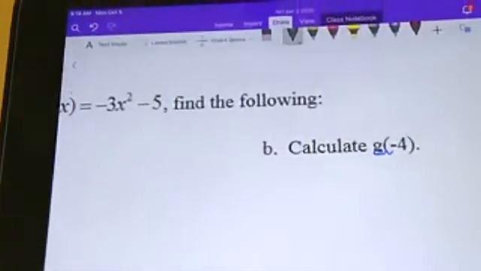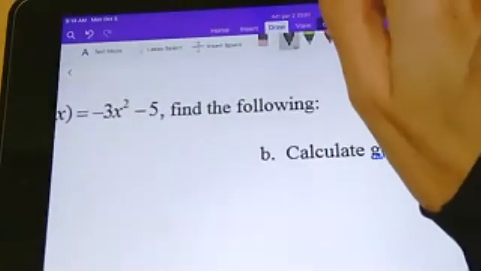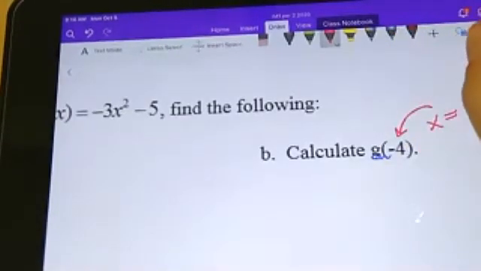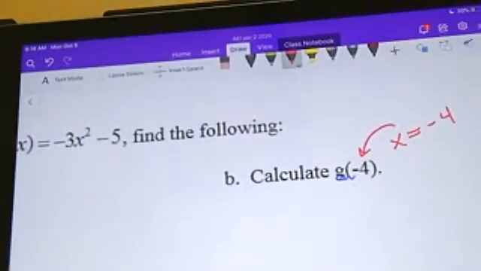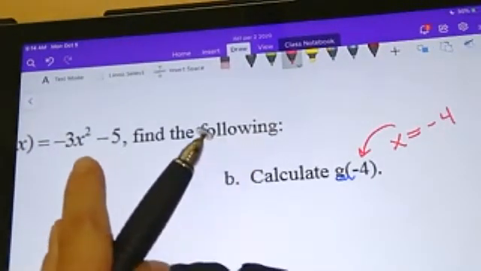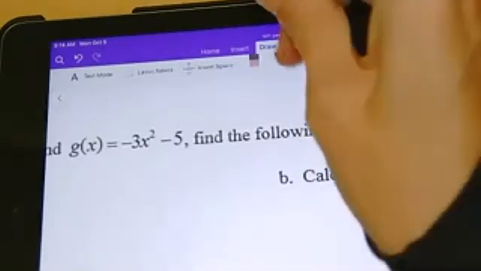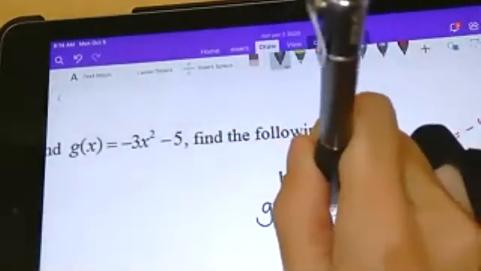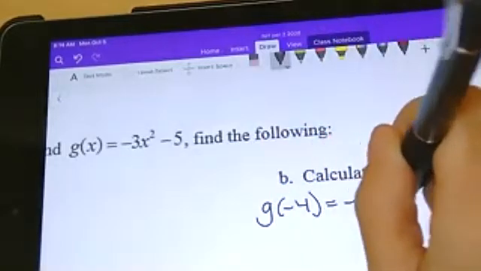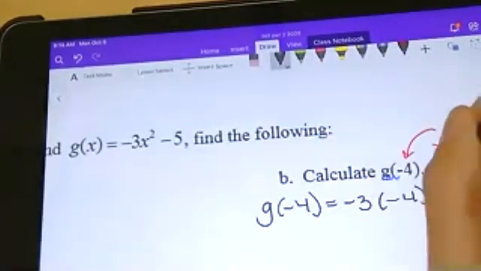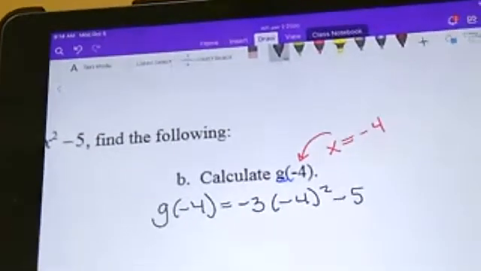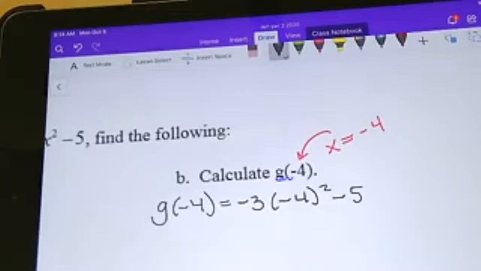Okay, part B says calculate g of -4. So again, this means we're going to take function g this time, and we're going to input x equals -4 into function g, which is up here. So I'm going to take function g, and every x is going to become a -4. And you notice that I always use parentheses when I input, especially negative numbers. Okay, parentheses. We do parentheses first.